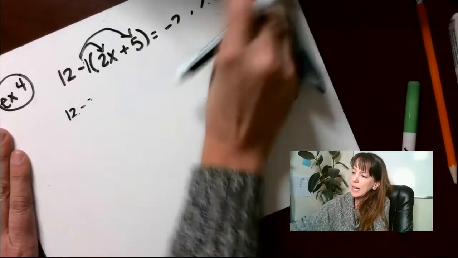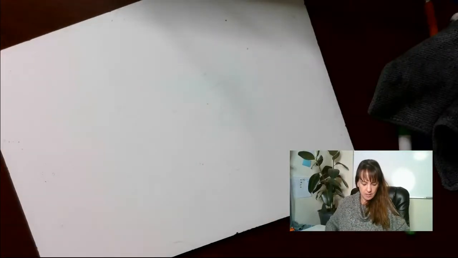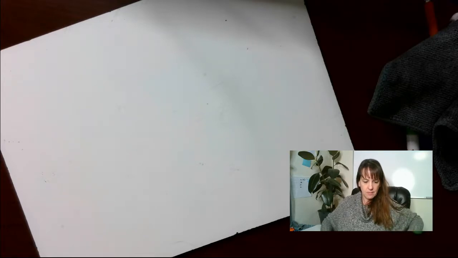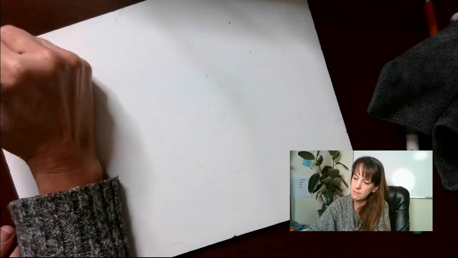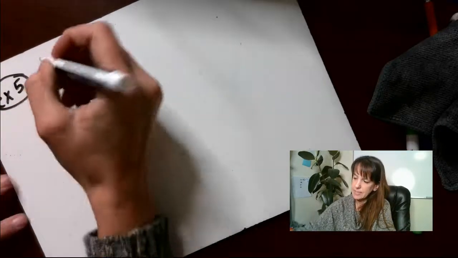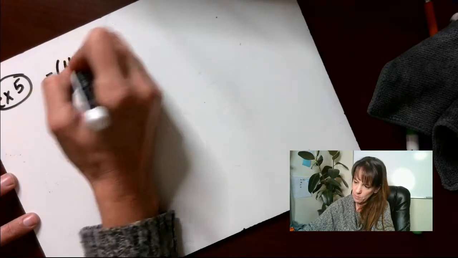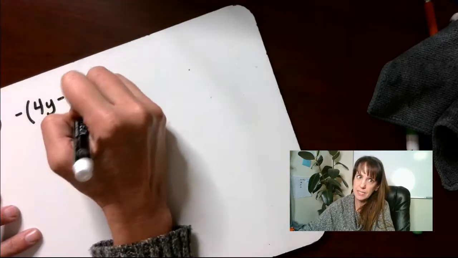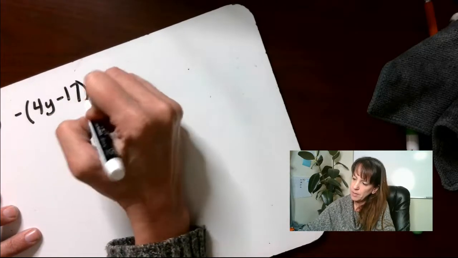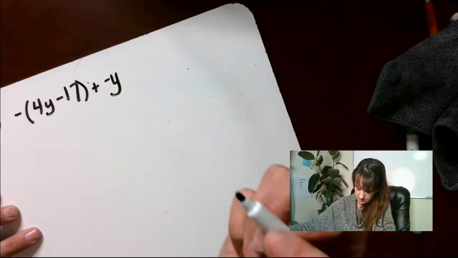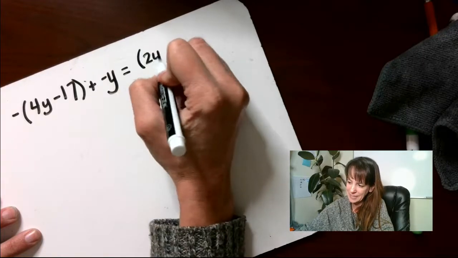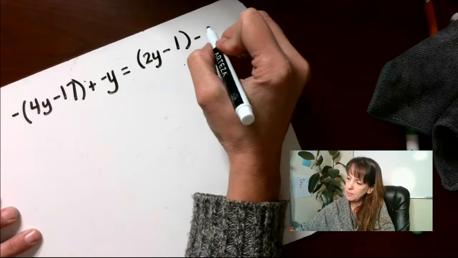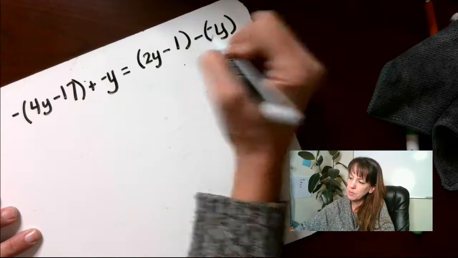All right, so let's turn the page and get started on some of these practice problems. Actually, you know what? Let's look at example number 5. This guy is negative quantity 4y minus 17 plus negative y equals, that's in parentheses in the book, that's fine too, it's just protecting those negatives, minus negative y, that's in parentheses as well.